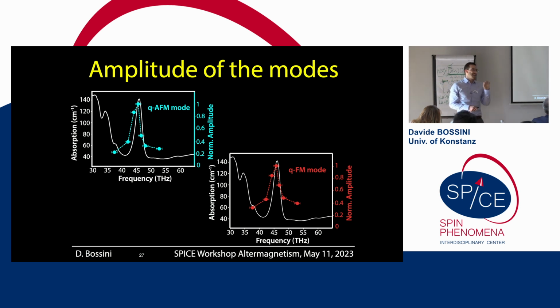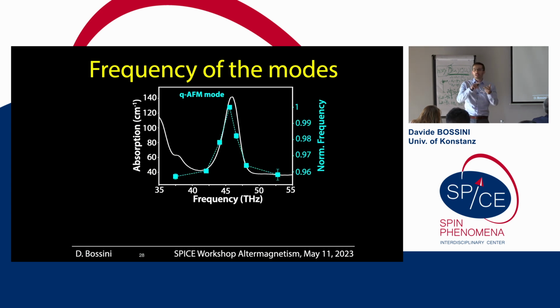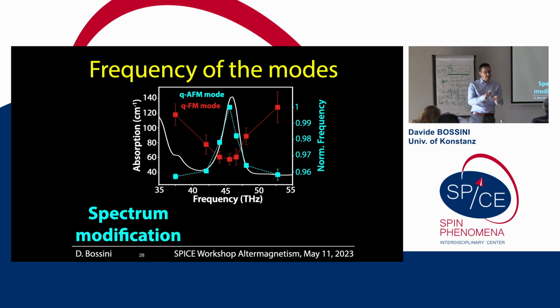And that's just the story for the amplitude. What about the frequency? The frequency of the antiferromagnetic mode increases when we pump resonantly, while the ferromagnetic mode softens. And that's something that we got just looking at the data. No modeling, no theory, no simplification, no nothing. So looking at the data, we get that the spectrum of the photoinduced magnons is modified, which means that the dispersion relation is modified. Now, how can we formulate this?